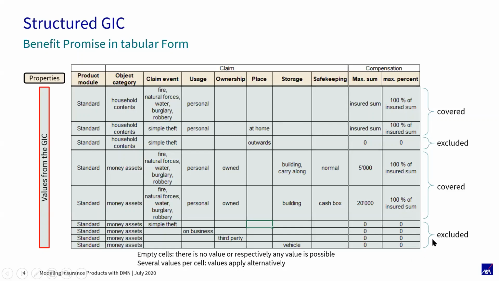So similar to a decision table, in an empty cell, none of the values is relevant, and in a cell with several values, these are valid alternatively. So this table describes the insurance conditions from the previous slide in a structured form. This is how we started with the new insurance product, but we had not yet come up with a method or a tool to apply the data in this structured form.